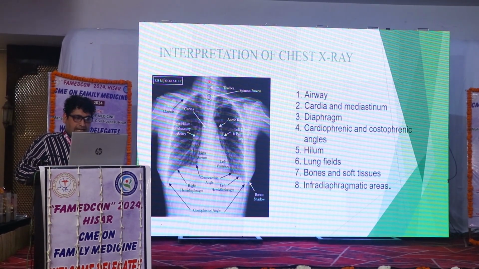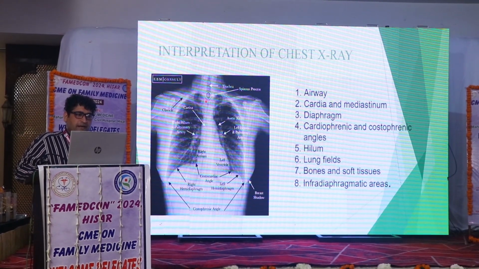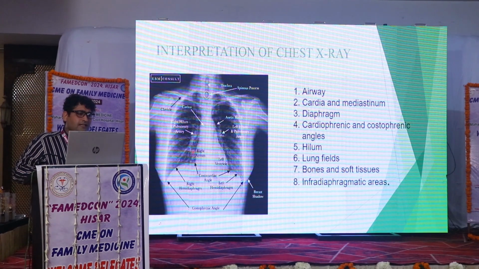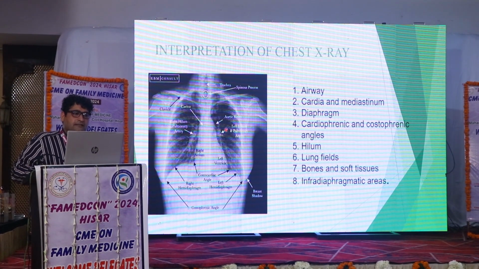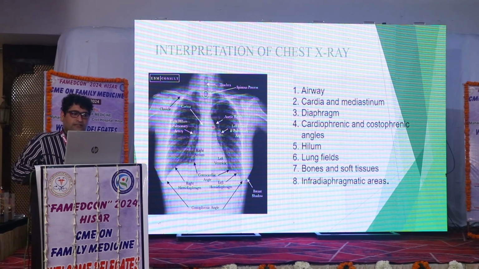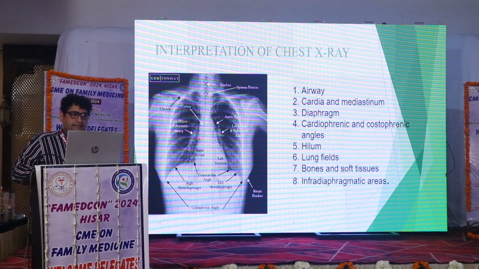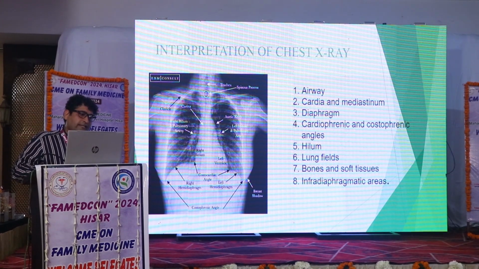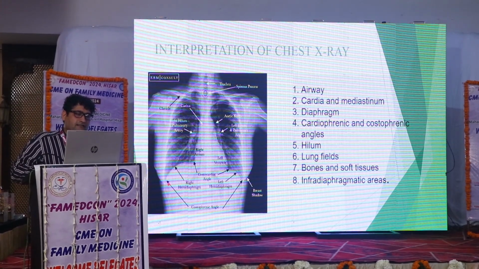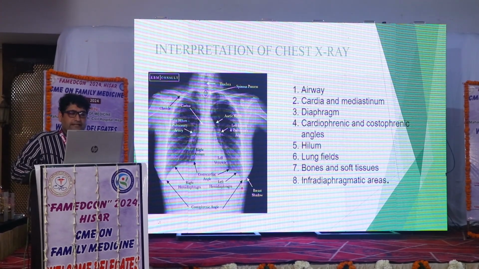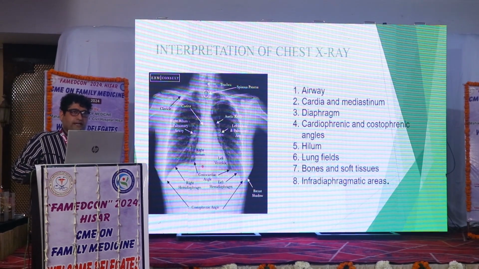It is a trachea and this process coming from the vertebrae is the spinous process. These are both side hilum, right side hilum, left side hilum, and this is the aortic knob, or the location of the aortic arch, and this is the carina where the trachea is getting bifurcated. We can see the clavicles. This is the costophrenic angle, right side. This is the costophrenic angle, left side, and these are the costocardiac or cardiophrenic angles.